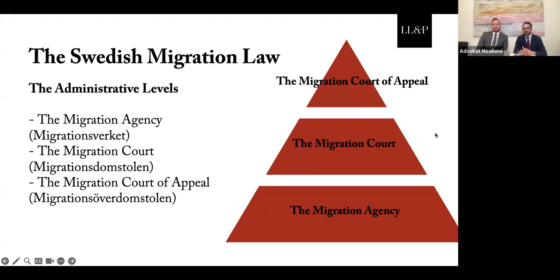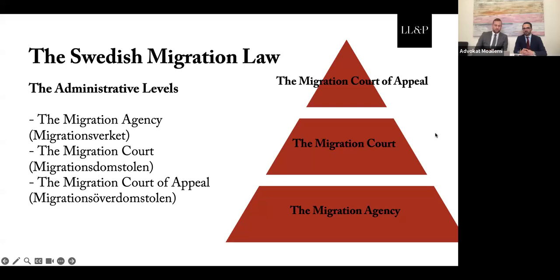Then we have the migration court of appeal. If an application is rejected in the migration court, you can appeal to the migration court of appeal. Now that's a special kind of court. It is not the same kind of court as the migration courts, because you will need a trial permit to get your case tried in the migration court of appeal.